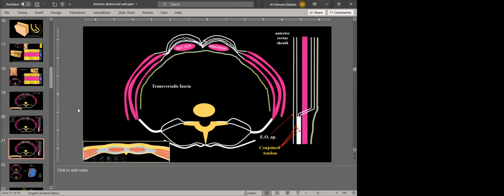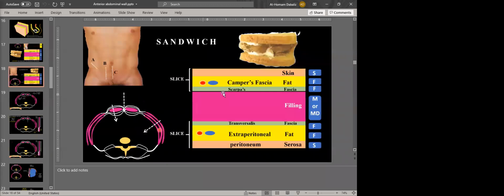Okay. Now let's go into the bread part. And the bread part is very, very easy, actually. So what do you need to know? You just need to know that the deepest thing is the parietal peritoneum, or the serosa, okay? That's the deepest part. After that is our extraperitoneal fat, which will house the deep vessels. Any vessel that is called deep is going to be here. After that is our transversalis fascia.